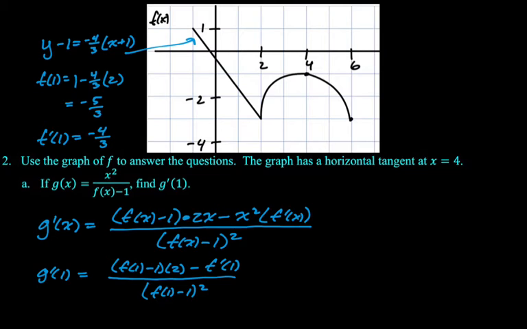Sorry, I'm saying tangent line, but it's literally just a line in this case. It's not actually tangent to anything. I mean, it's probably tangent to something, but not in the context of this. All right, so f of 1 is going to be negative 5/3. F prime of 1 is going to be negative 4/3.